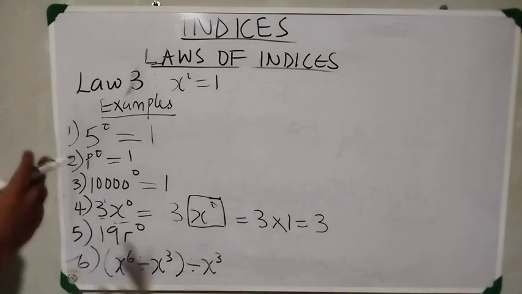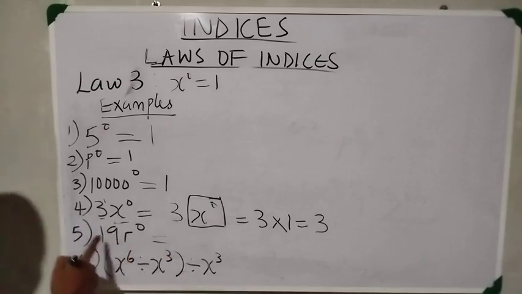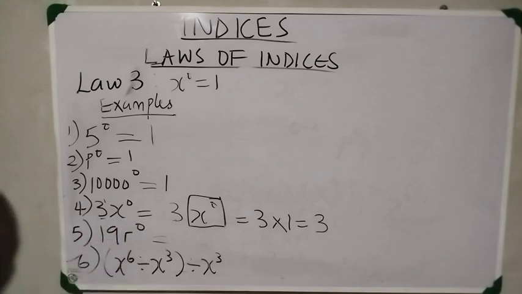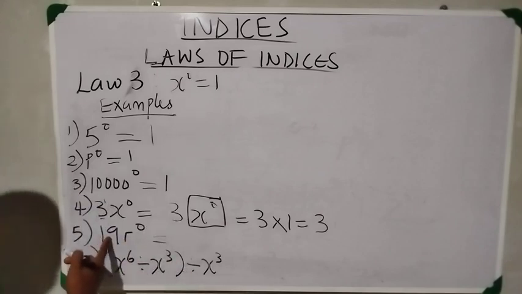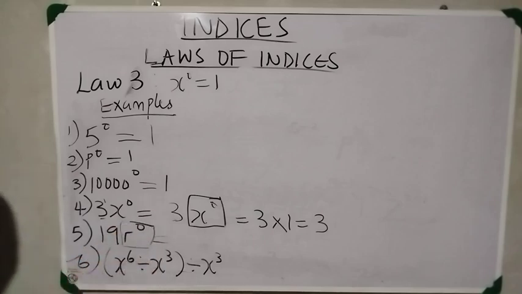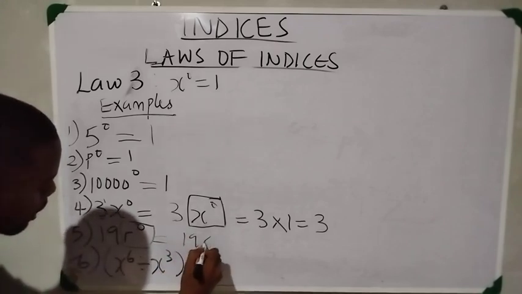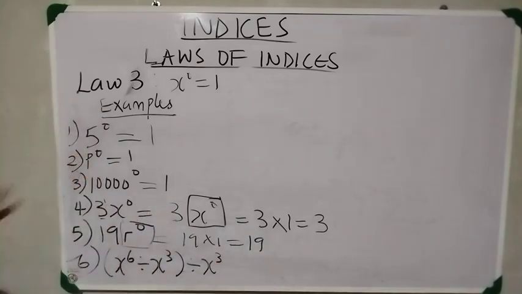So if the base is multiplying something else, that other part is multiplying. As far as that one is not raised to the power of 0, that one will remain. For example, in example 5, we have 19 arrow raised to the power 0. Alright? What is carrying the power of 0? It's just arrow. So it means only arrow raised to the power 0 is 1. So this will be 19 times everything here is 1. Alright? That's the law of indices. So this will be 19 times 1, which is 19. So anything raised to the power 0 is 1. That's law 3 of indices.